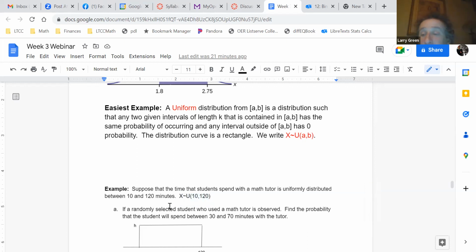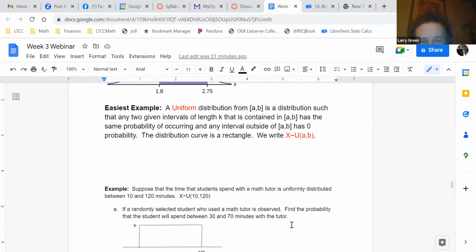Okay, now there's going to be some parts. Part A, if a randomly selected student who used a math tutor is observed, find the probability that the student will spend between 30 and 70 minutes with the tutor. Any questions in the question?